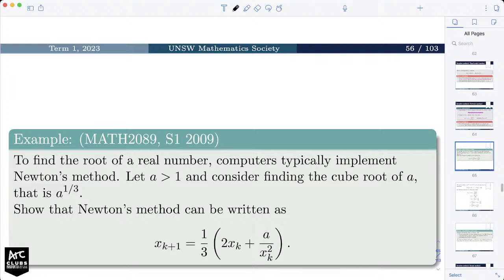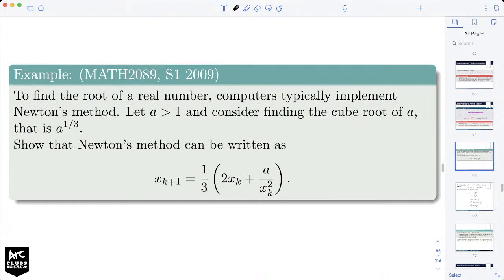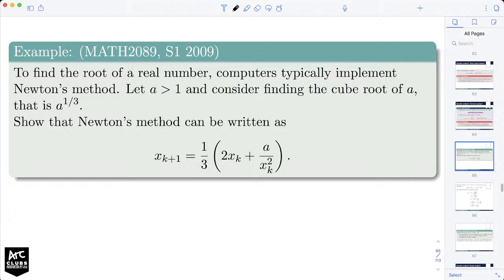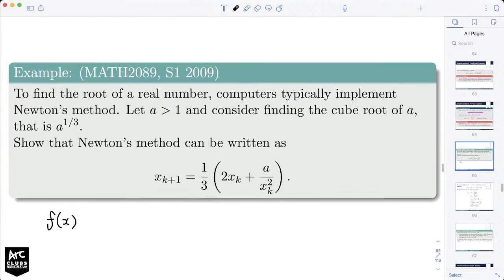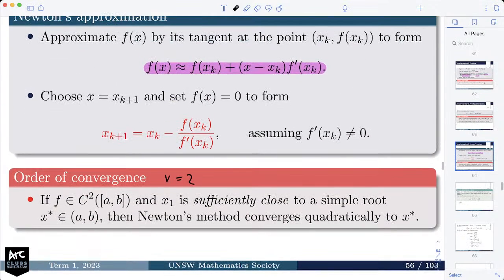So this is a question from MATH2089. It's a bit of an outdated question, but let's go through it. To find the root of a real number, let's implement Newton's method. So let's use Newton's method to help us find our cube root here. Essentially what we need is our function f of x, which was one component of our formula here. And then we also have to find the derivative of that function.